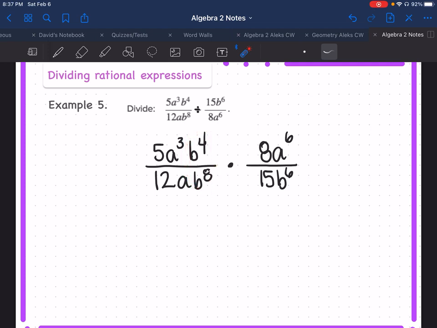Okay. I can also multiply 5 times 8, and I can do 12 times 15. So here's what I'm going to do. I'm going to say 5 times 8 is 40. I'm going to combine together all my a's on the top. Let's go ahead and do that.